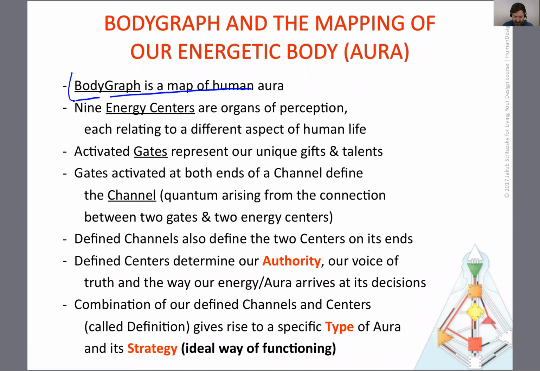Body graph is a map of human aura. And these 9 energy centers over here are organs of perception through which we relate to different aspects of our life. And there are all these gates, these numbers, and these channels where the two numbers meet and create a channel. And that represents certain intelligence, quantum intelligence of our vehicle, of our biological being. These are the gifts and talents that we were born with and that we're here to live out.